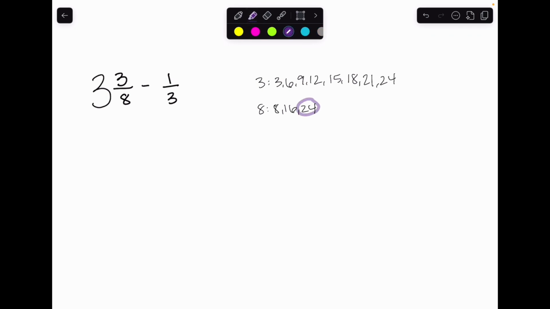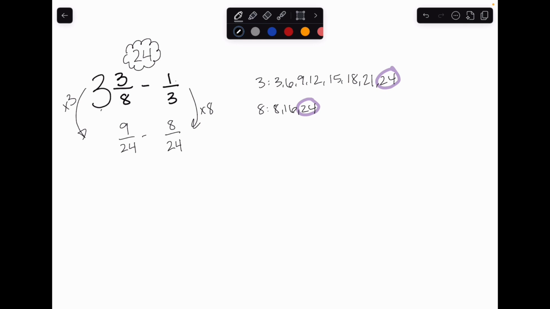is going to be 24. 8 times 3 is 24, and 3 times 8 is 24. 3 times 3 is 9, and 1 times 8 is 8. I just need to copy that whole number down and then subtract as usual. So 9/24 minus 8/24 is 1/24, and 3 minus nothing, since there's no whole number here, is going to be 3. So 3 and 1/24 is my answer.